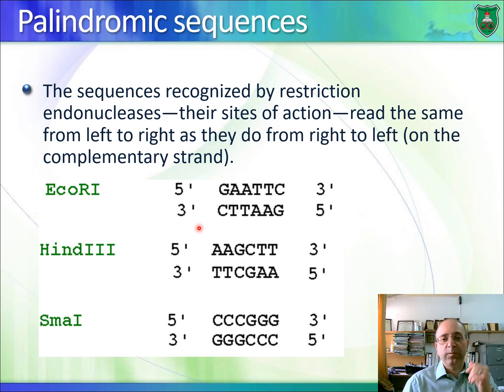Another one is called HindIII. Notice the sequence is AAGCTT. If you read the complementary strand, it's AAGCTT. Same thing. The same goes for the third restriction endonuclease, SmaI, CCCGGG. Again, the complementary strand is CCCGGG. These are known as palindromic sequences. So restriction endonucleases in general recognize restriction sites that are composed of palindromic sequences.